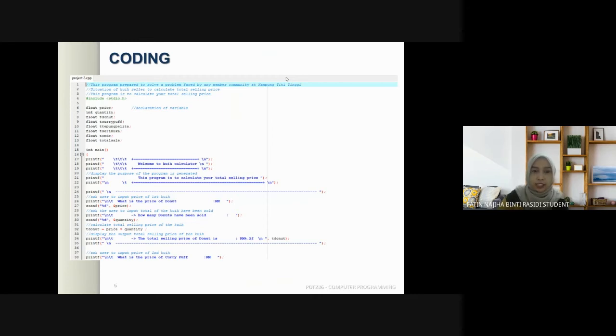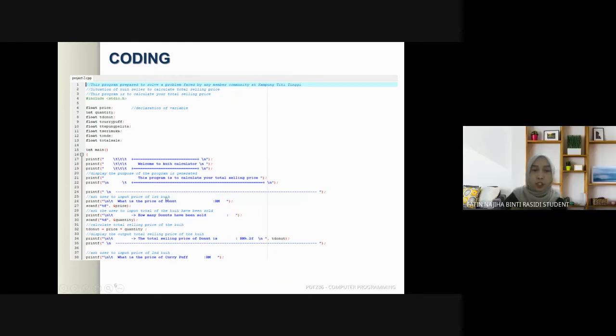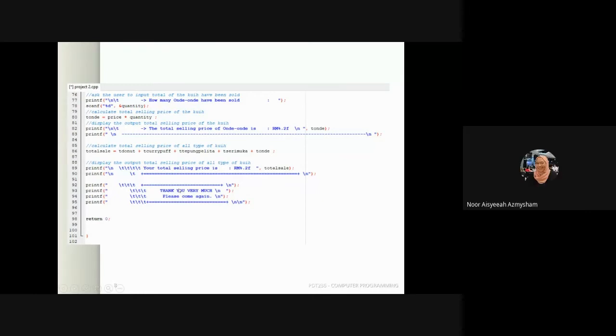So basically this is our program. We put comments for the user to understand, and then it consists of the design for this program.